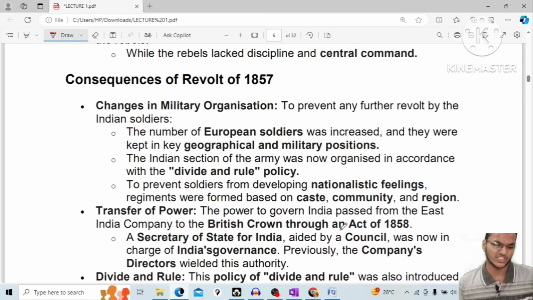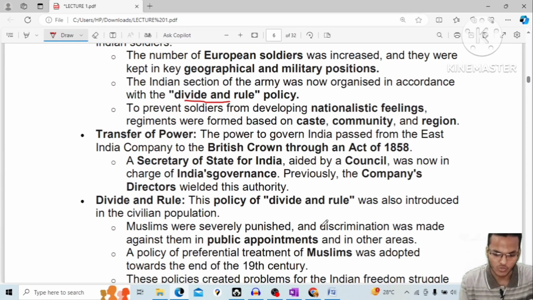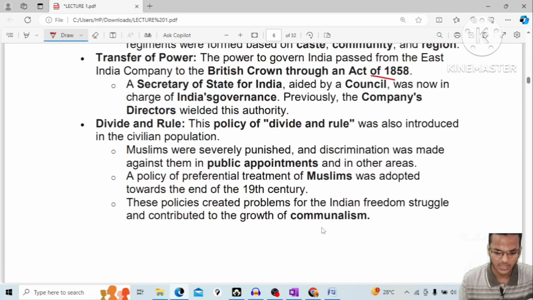Consequences. After the revolt, there was a major change in the military organization. They again started the divide and rule policy. They again believed that the Britishers should not interfere in the internal politics. The British Crown Act 1858 was enacted.